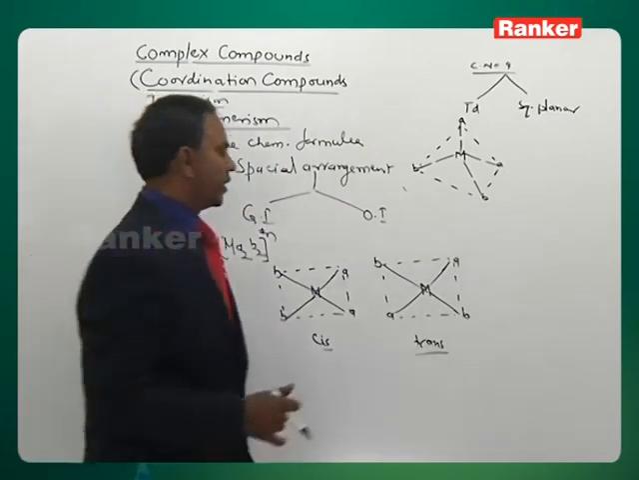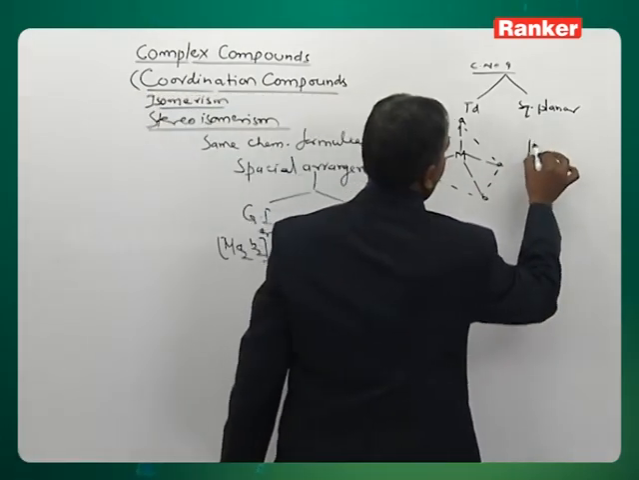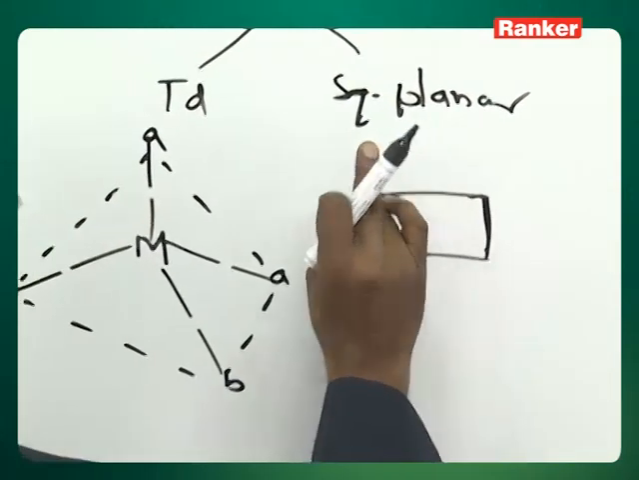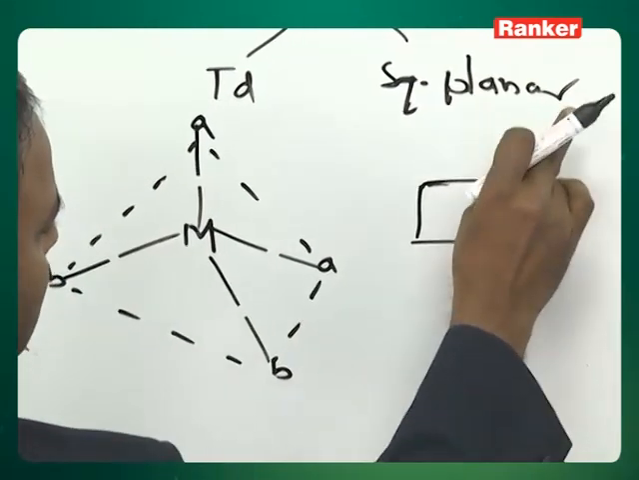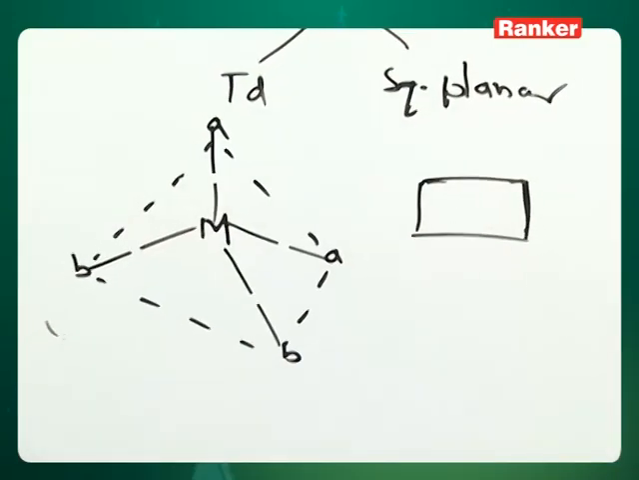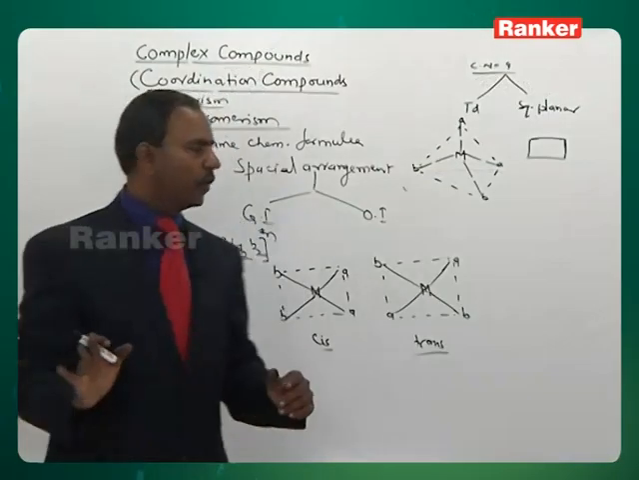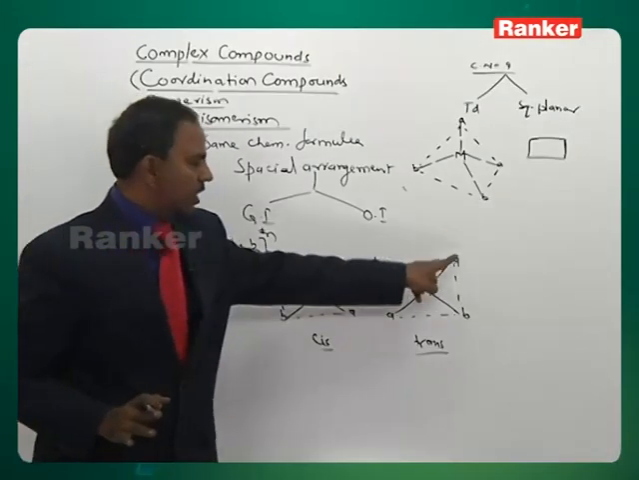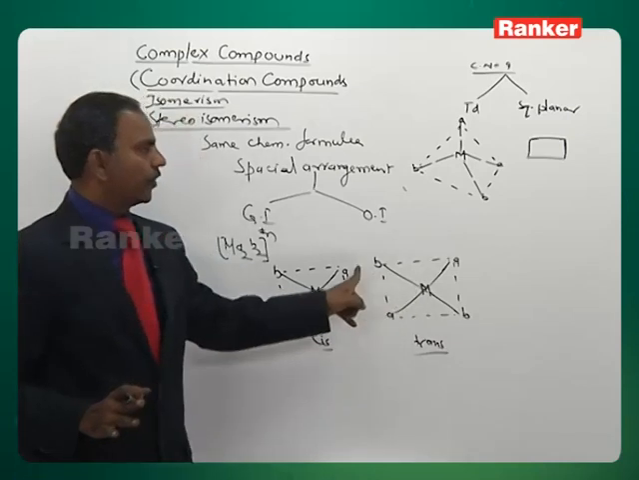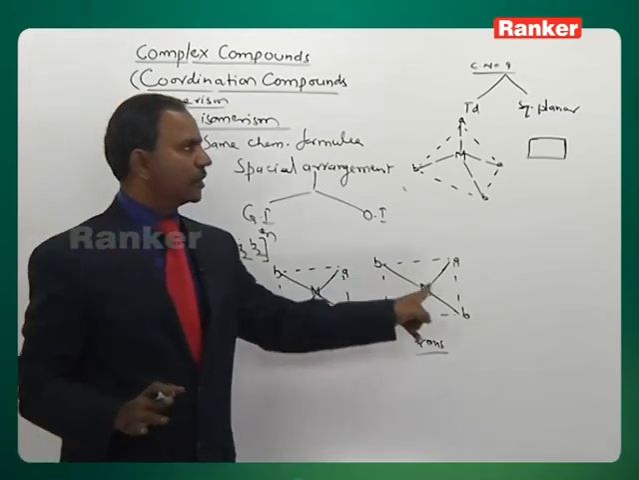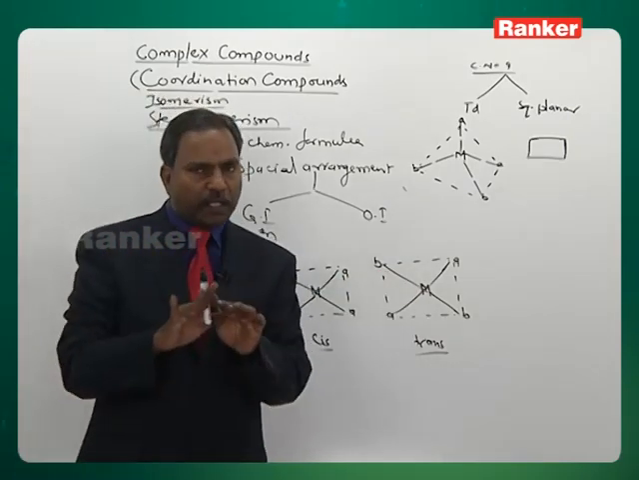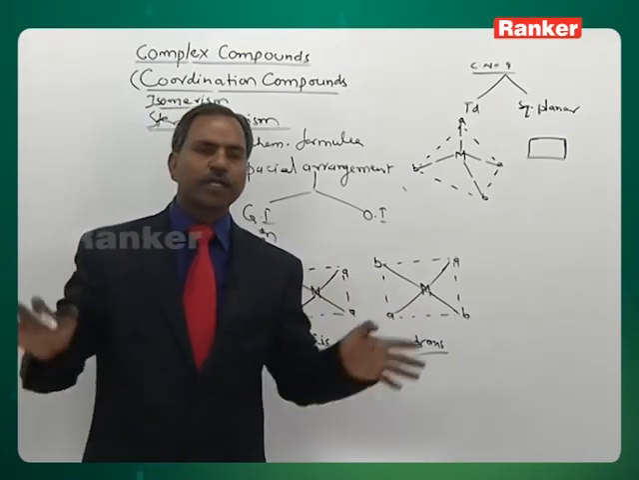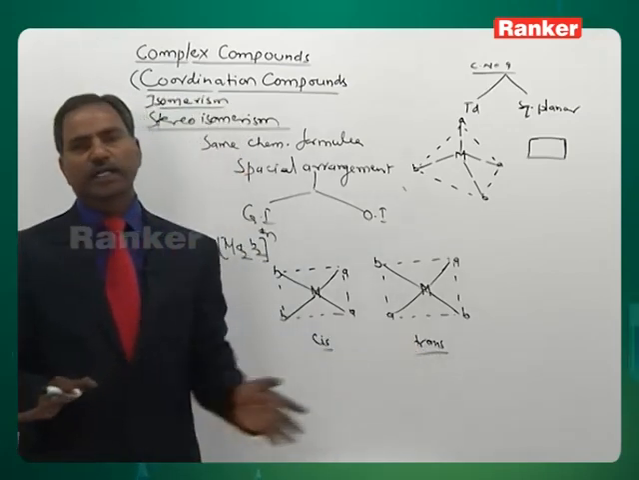Only square planar geometries exhibit geometrical isomerism. This is your square planar geometry. In this, this distance and this distance are not identical. Therefore, we say this is trans, because this distance is not the same as this distance. Any arrangement you change, with ligands put in different positions, you get two different structures like this.